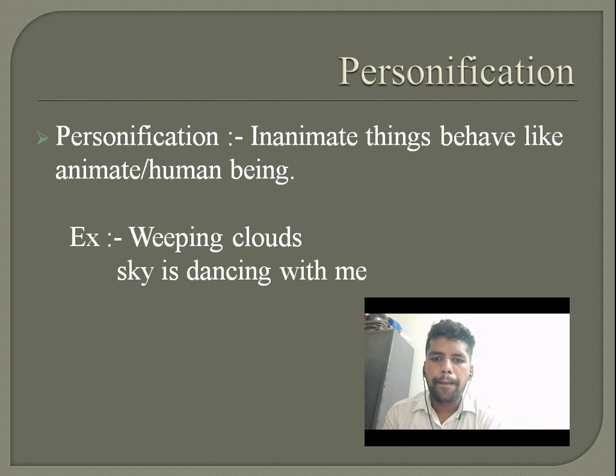Personification. In this figure of speech, the poet personifies an inanimate thing to behave like an animate thing, like a human being. For example, weeping clouds. Cloud is weeping. So weeping is a speciality of human beings and cloud is an inanimate thing. So there is a combination of animate and inanimate thing in that particular poem.